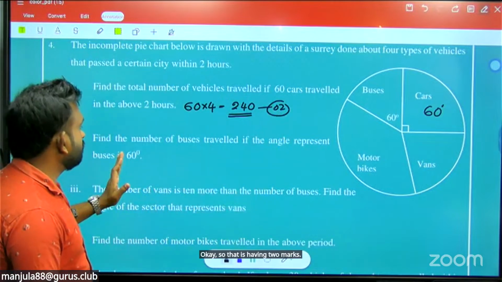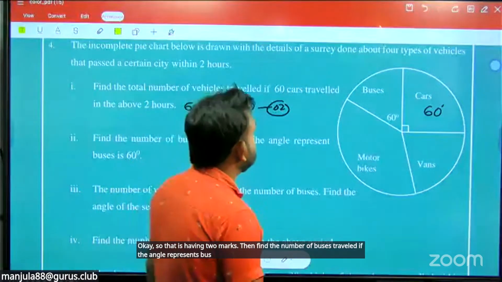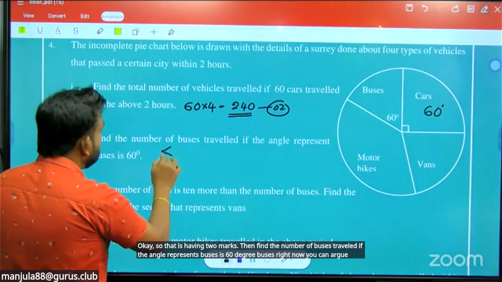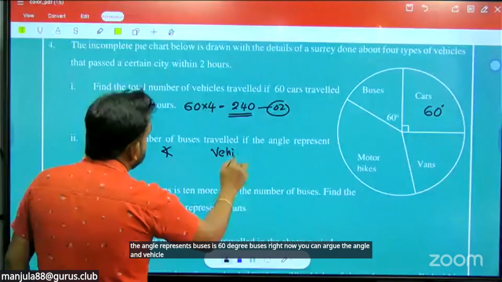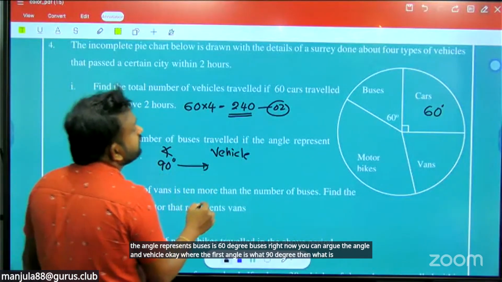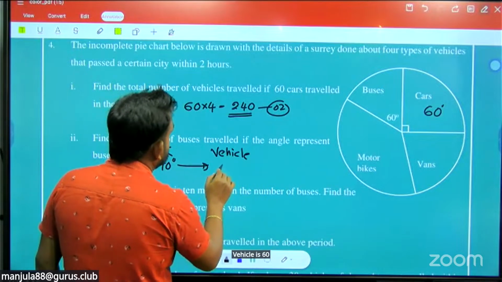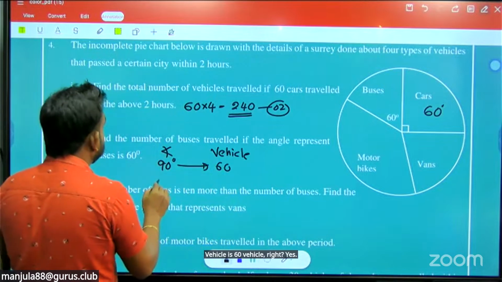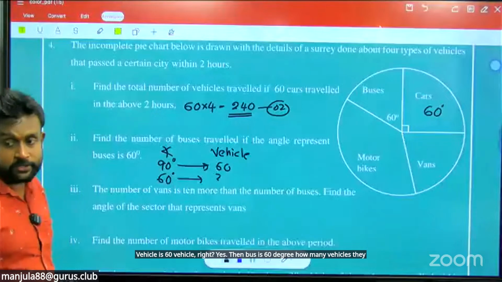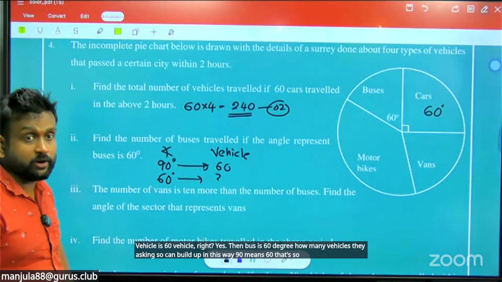Then find the number of buses traveled if the angle representing buses is 60 degrees. Buses, right. Now you can relate the angle and vehicles. Okay. First, the angle is what? 90 degrees. Then what is the number of vehicles there? Vehicles is 60, right? Yes. Then bus is 60 degrees, how many vehicles are they asking? So you can build up in this way. 90 means 60. If that's so, 60 means how much?